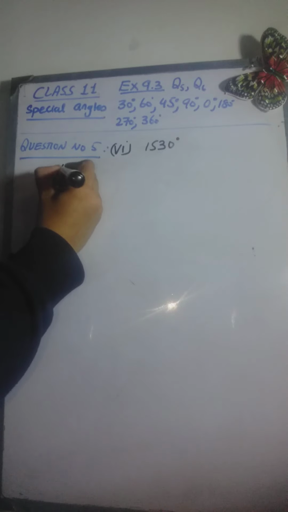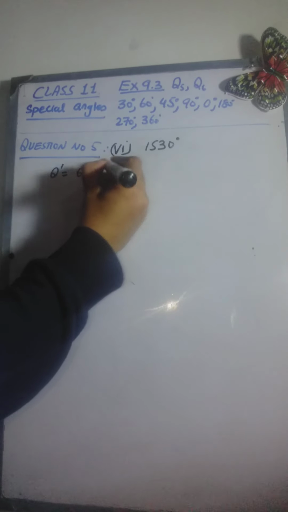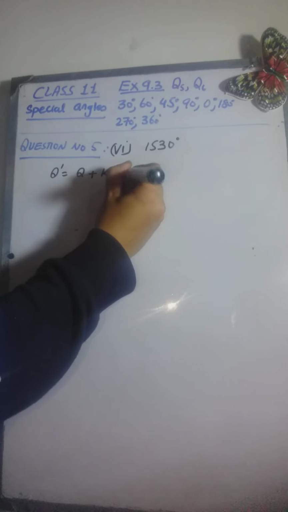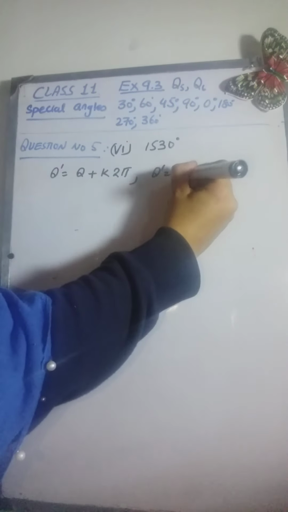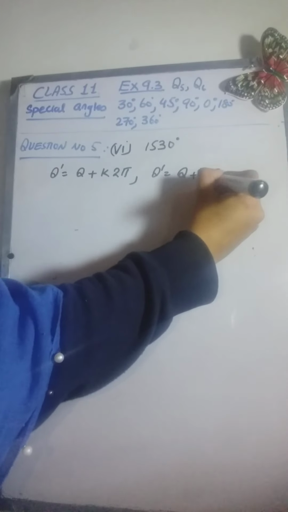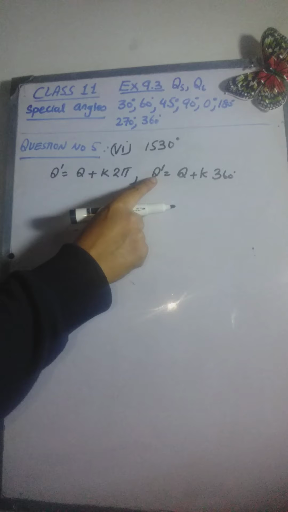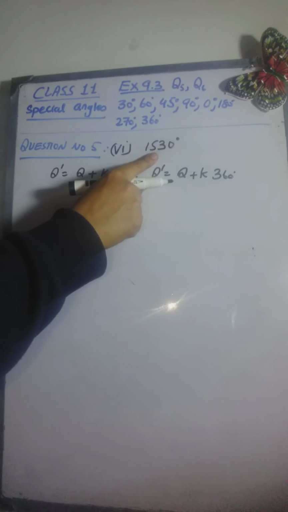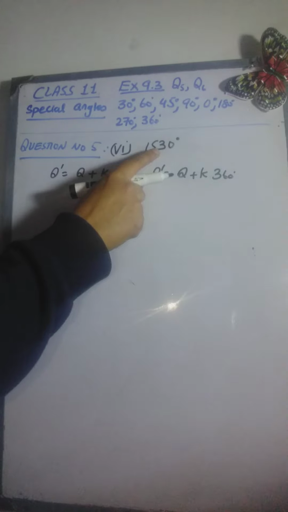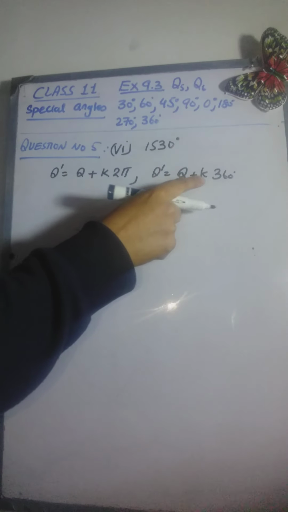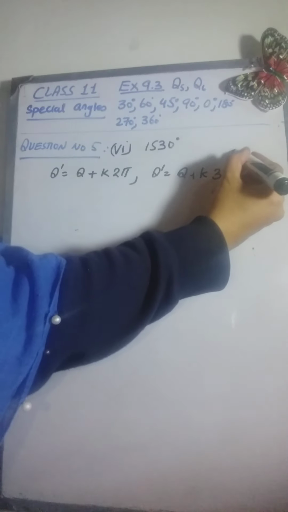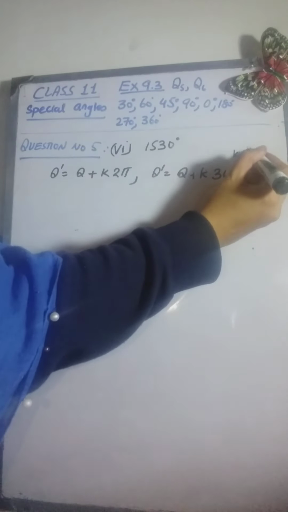a sum of one of these angles plus some multiple of 360. For that, we have to bring this expression: theta dash is equal to theta plus k times 2 pi, or 360 if the angle is in degrees. So if we can write 1530, theta will be one of these special angles, and theta dash will be the angle which is given to us in the question. We are going to express this angle as a multiple of 360 plus theta, and it is called a multiple of 360 because k is any integer, k is an element of the integers.